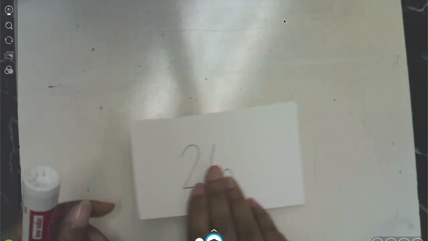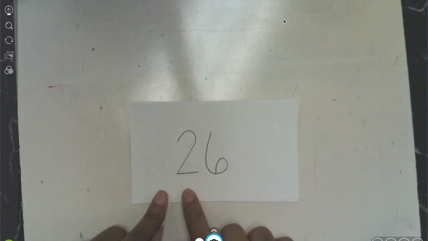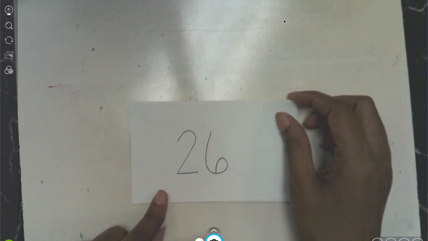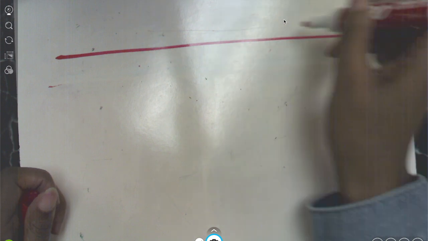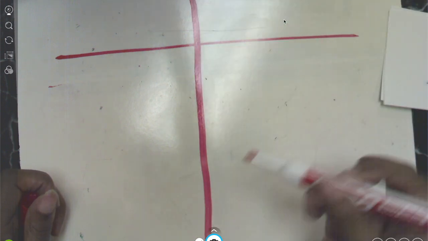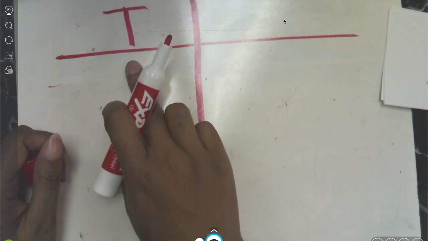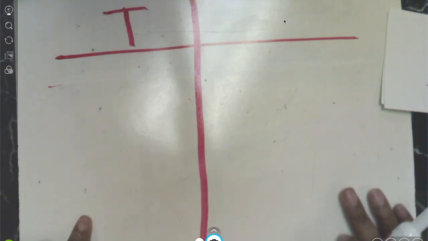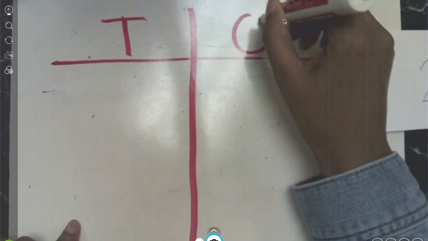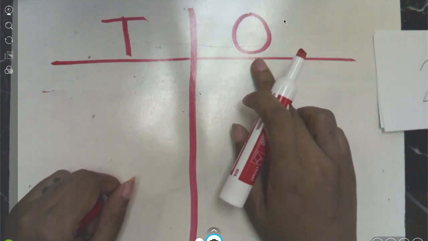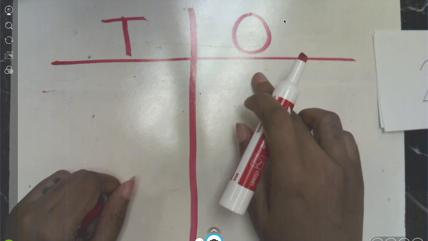Now let's try another number. Let's try 26. I see that once again this is a 2-digit number, so I know that one digit is in the tens place and another digit is in the ones place. So if I make my T-chart just like I did before, and this is my place value mat, I know that my T goes first, and that represents my, you've got it, my tens, and then my O comes next, and my O represents what again? That's right, my ones, okay?